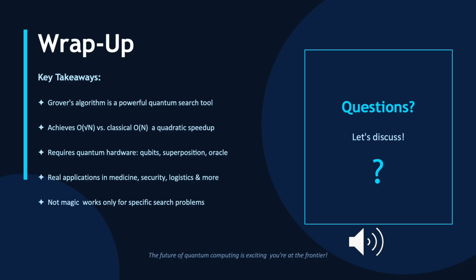To make Grover's algorithm work, we need three key quantum ingredients: qubits that can exist in superposition, an oracle that marks the correct answer, and amplitude amplification that boosts the probability of finding the answer. Together, these three elements produce a search process that is far more efficient than anything a classical computer can do. Quantum computing is still a young and rapidly developing field, and Grover's algorithm is just one piece of it.